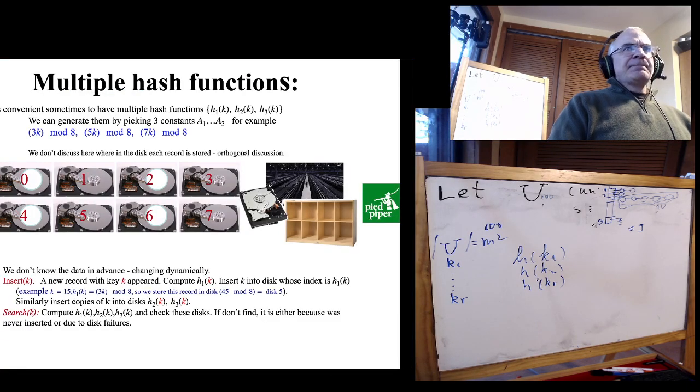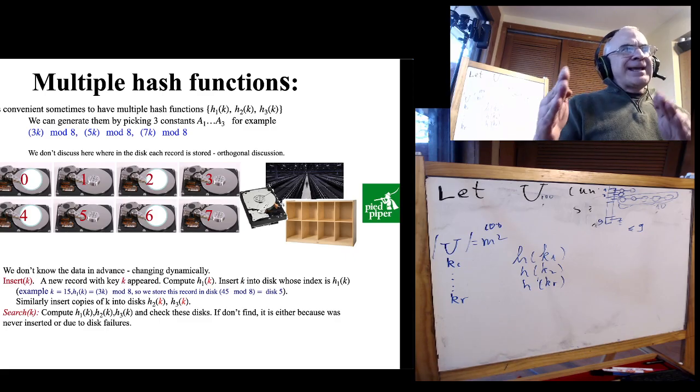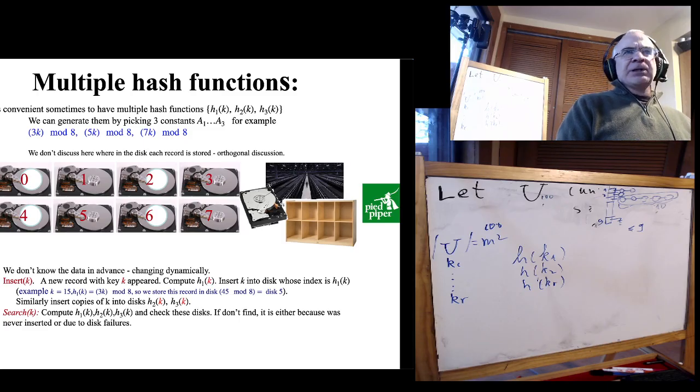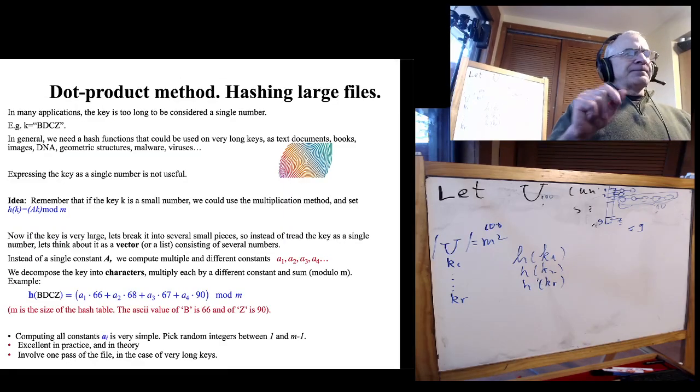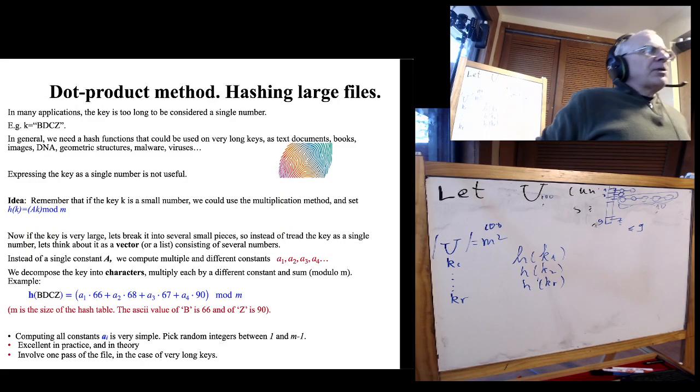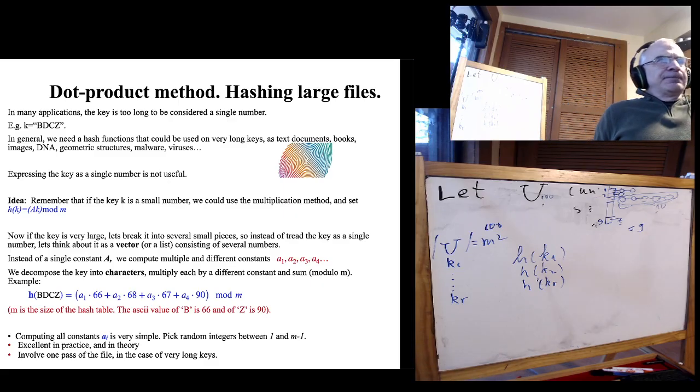So it's a good example because it convinced you that you can come up with perfect hash functions, but only if you know the data ahead of time. Otherwise, collisions will happen. The best we can do is to hope that there are not a lot of collisions, but collisions might happen. Let's talk about the dot product method.